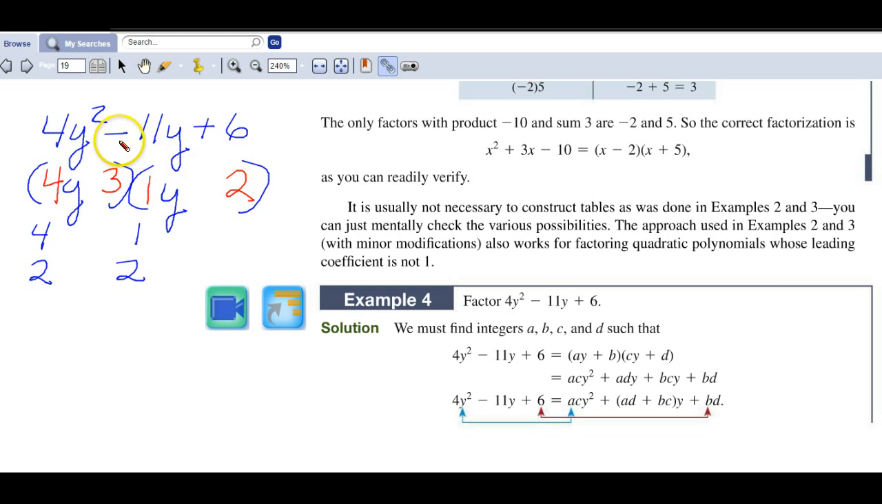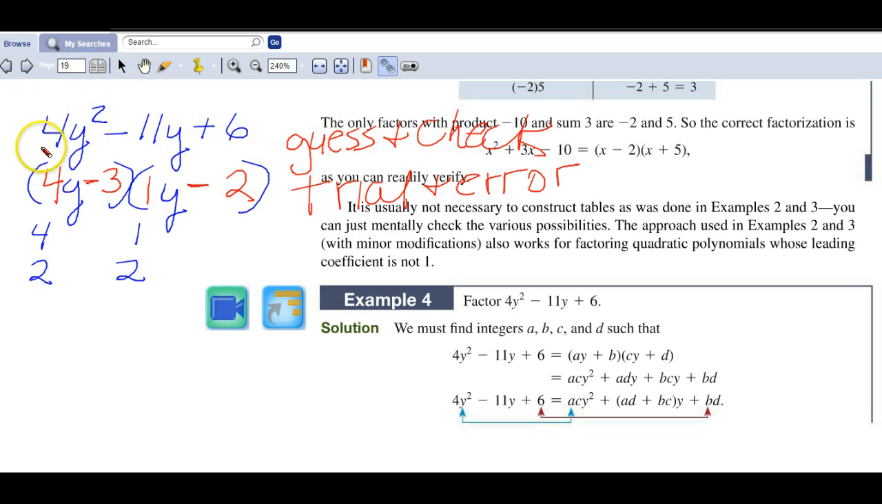and notice that this middle term is negative, but this end term is positive, so both of these must be negative for my last term to be a positive. But now when I do my outers, I get a negative 8y, inners, a negative 3y gives me that. So this technique is called guess and check, or trial and error.